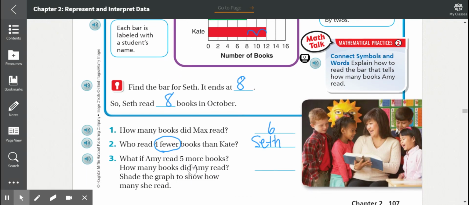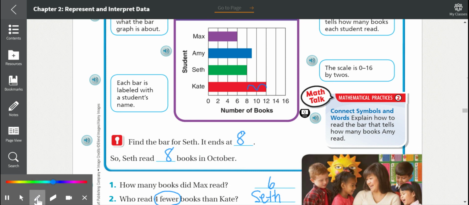Number 3, what if Amy read 5 more books? How many books did Amy read? Shade the graph to show how many books she read. So we're going to go to Amy's bar and we're going to add 5 more books. If we find Amy's bar and go to the end, it's in the middle. It's between 8 and 10. If it's between 8 and 10, we know that this middle would be 9. So Amy read 9 books.